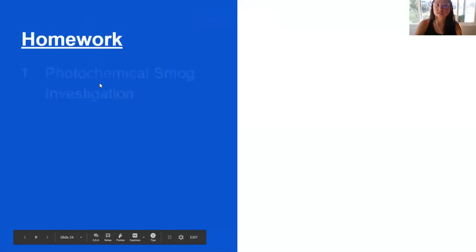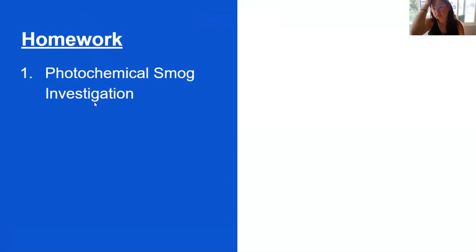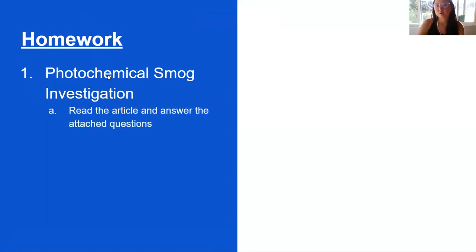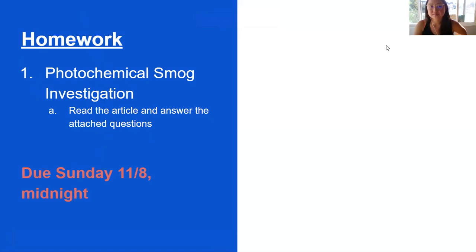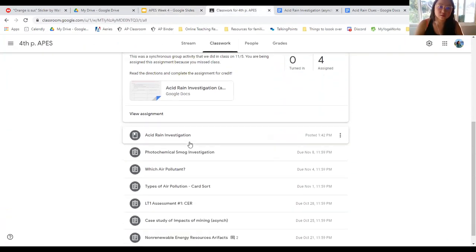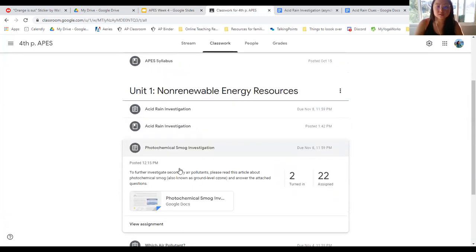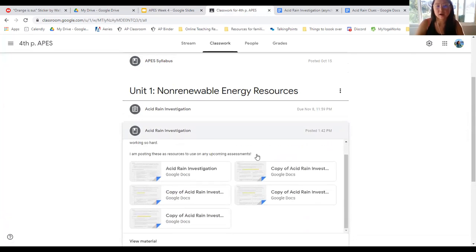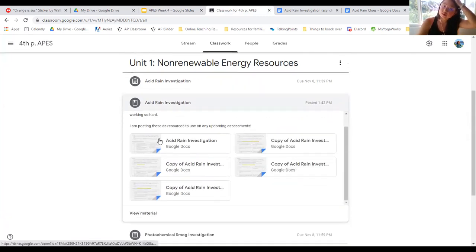In addition to that, for your homework, there is a photochemical smog investigation. So you investigated acid rain, which is a really important secondary pollutant for us to know. And then the other secondary pollutant that's also really important is photochemical smog, which is otherwise known as low-level ozone. It's an article, so I want you to read the article and answer the attached questions. That is due either Sunday or Monday, depending on which class you have. The photochemical smog investigation is in your Google Classroom here. And also, above it, I've attached all of the documents that your classmates finished in class, so you can take a look at those if you feel really lost.